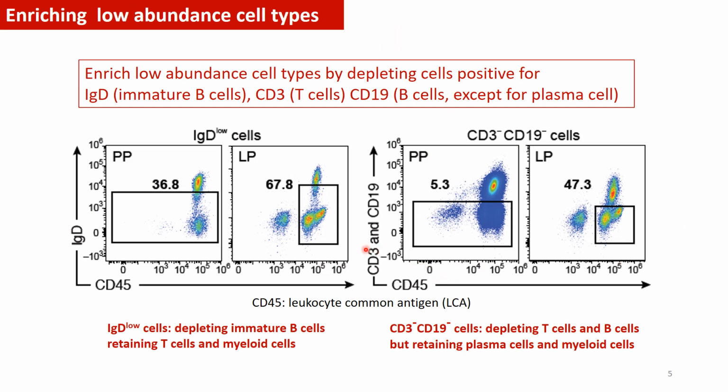Enriching low abundance cell types. To enrich low abundance cell types, they employ two strategies. One is to exclude all immature B cells using the marker IgD and select IgD low cells. The other strategy is excluding T cells, CD3 positive, and mature B cells, CD19 positive, and selecting double negative cells.